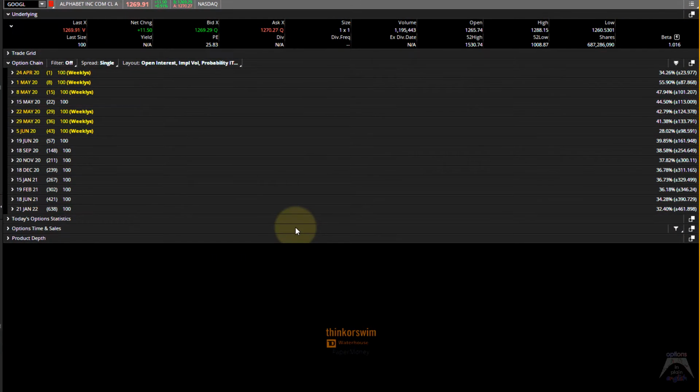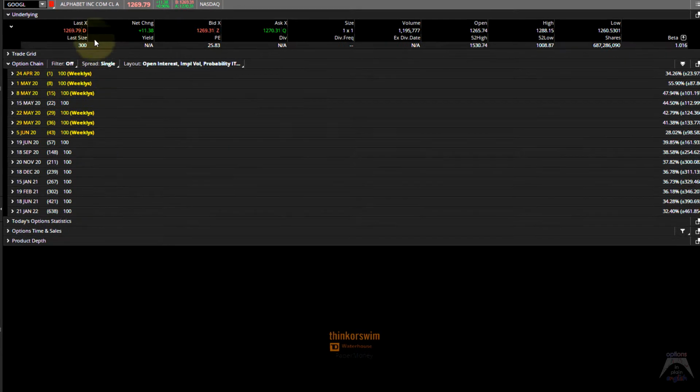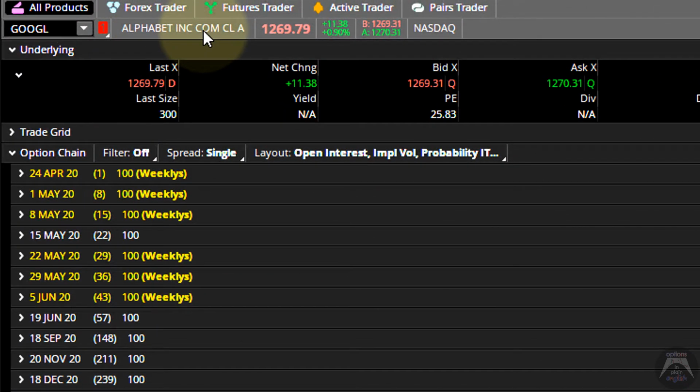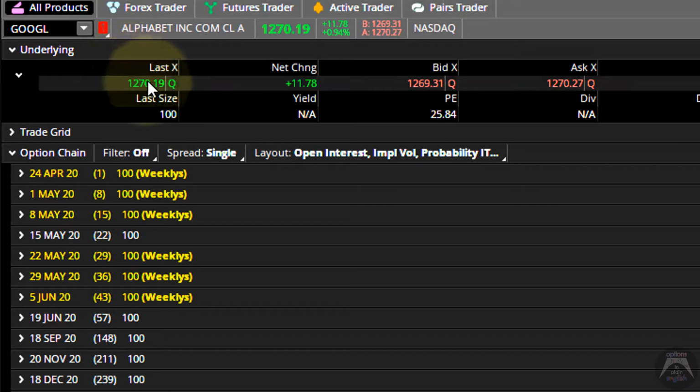Now we're going to analyze a real life example. We're going to go to the trading platform and take a look at Alphabet, which is Google's parent company. The ticker symbol is like Google without the E at the end, G-O-O-G-L. It's currently trading at 1270.